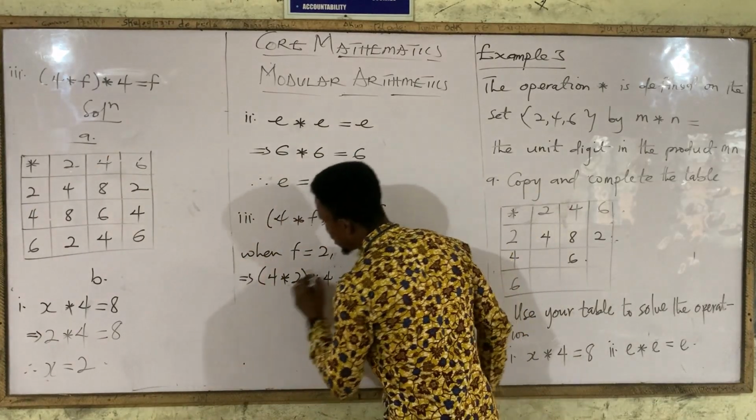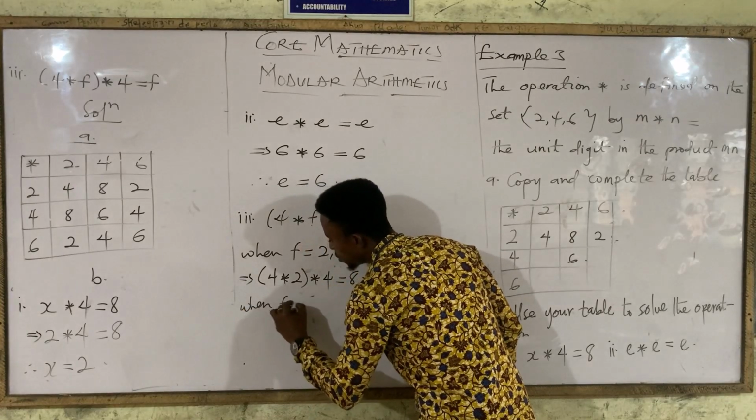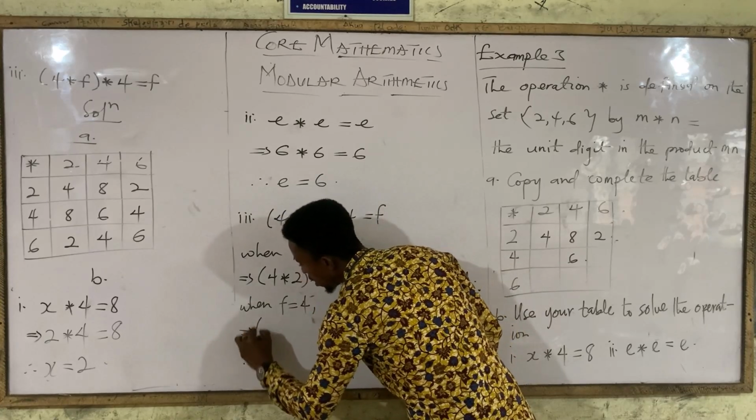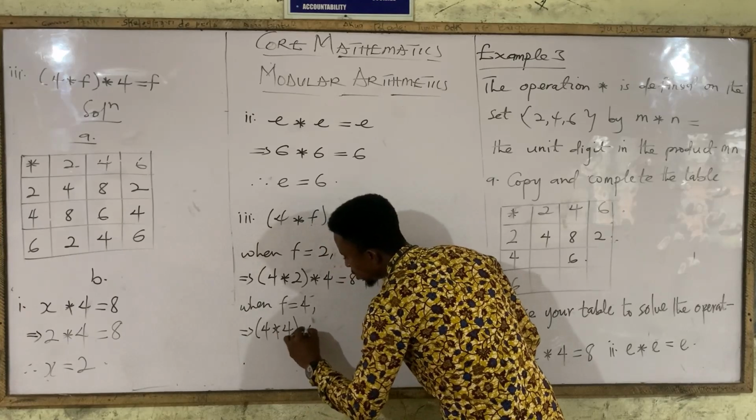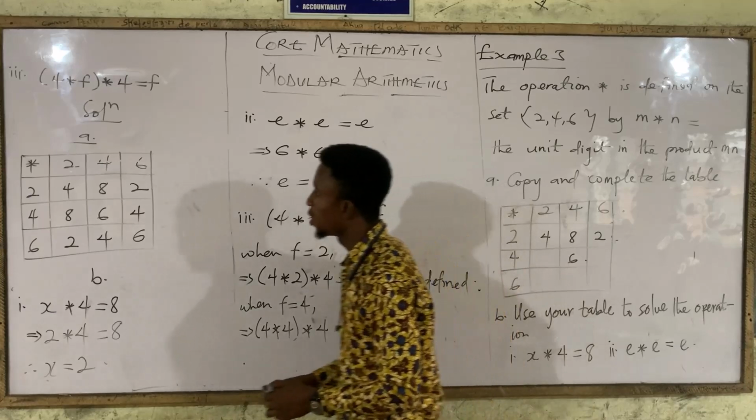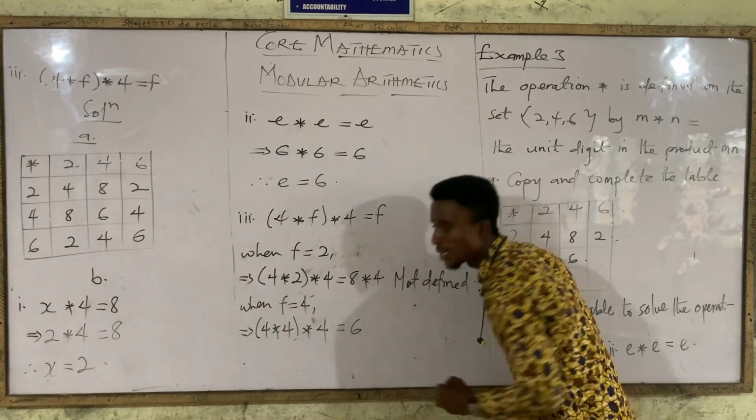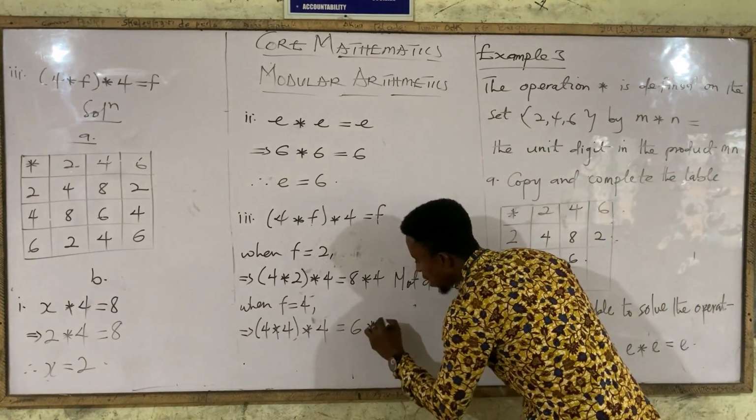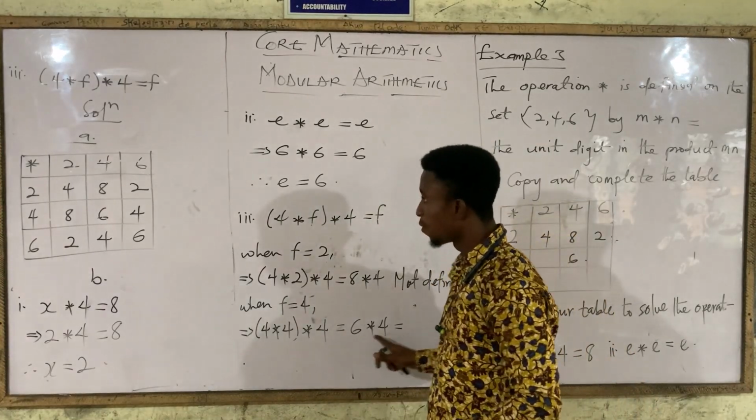So then 2 is off. When F is the next one, 4, then what do we say? This implies I will have 4 operating on 4, operating on 4, which is equal to. Then 4 operating on 4 is 6. We have 6. Please, are we here? Then star, I have my 4, which is equal to. Then 6 operating on 4 is getting you.